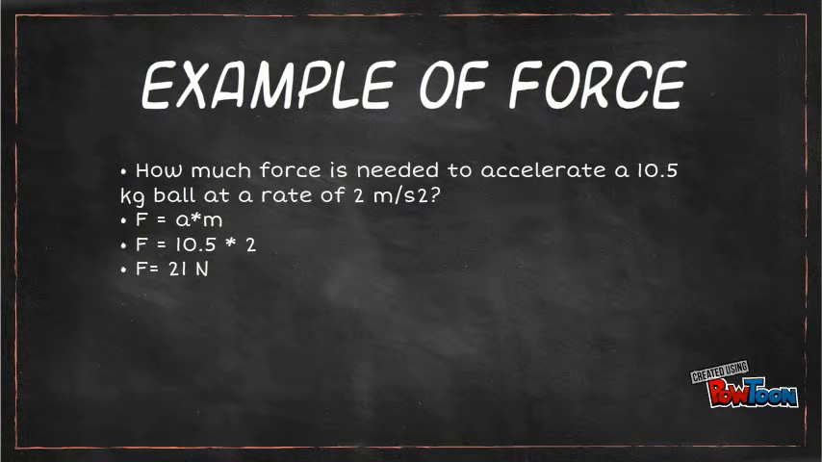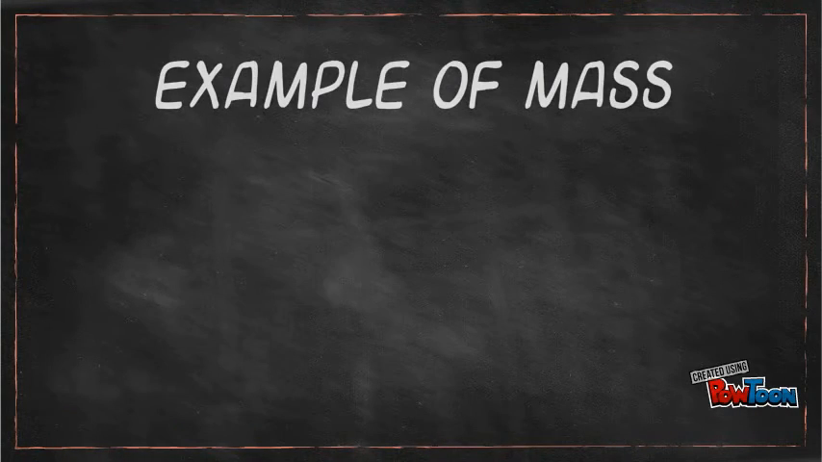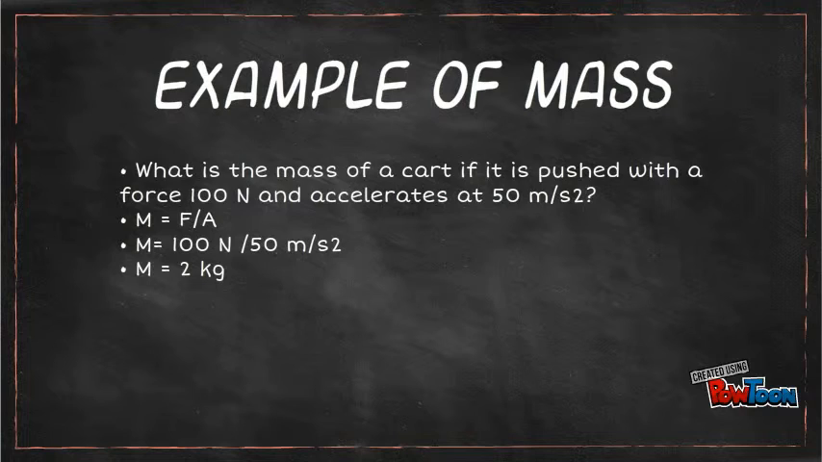Example of force: how much force is needed to accelerate a 10.5 kilogram ball at a rate of 2 meters per second squared? F equals m times a. F equals 10.5 times 2. F equals 21 newtons.